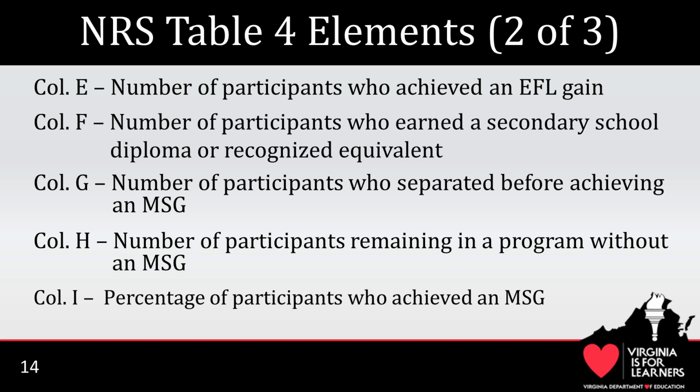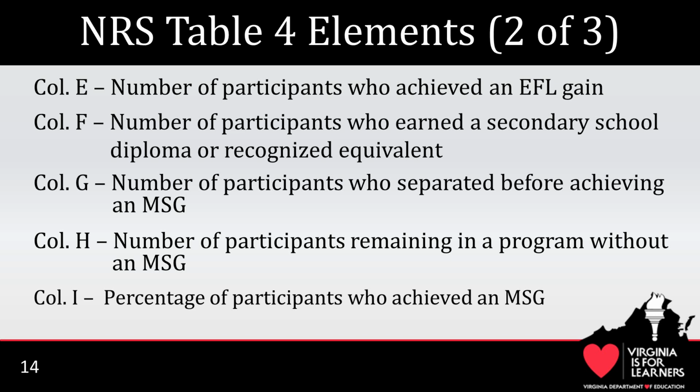Remember that participants who achieve more than one MSG in a POP can only be recognized for achieving one MSG, and that the MSG must be the most recent. So, for example, a participant who has only one POP and first achieves a post-test gain, then earns a GED, will only be recognized as having attained a secondary credential. Column G identifies the number of participants who separated before achieving an MSG.